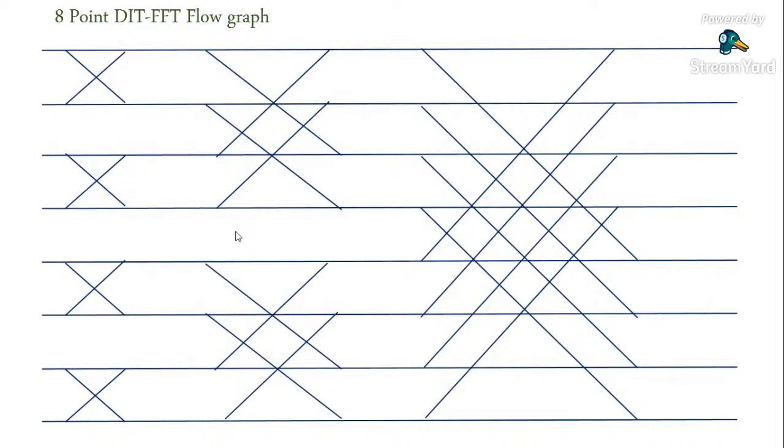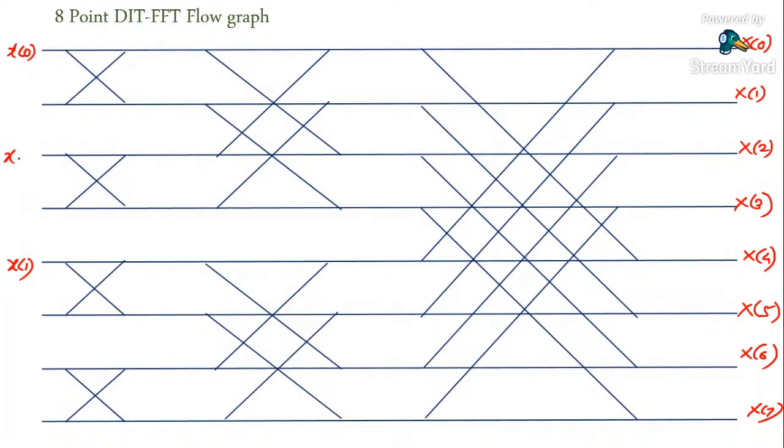In case of DIT FFT, the output is in order. So it will be x of 0, x of 1, x of 2, x of 3, x of 4, x of 5, x of 6, x of 7. Outputs are in order and inputs are in out of order. So how can you write it? It is x of 0. Okay, x of 0. This is x of 1. Then it is x of 2. Then x of 3. Okay.